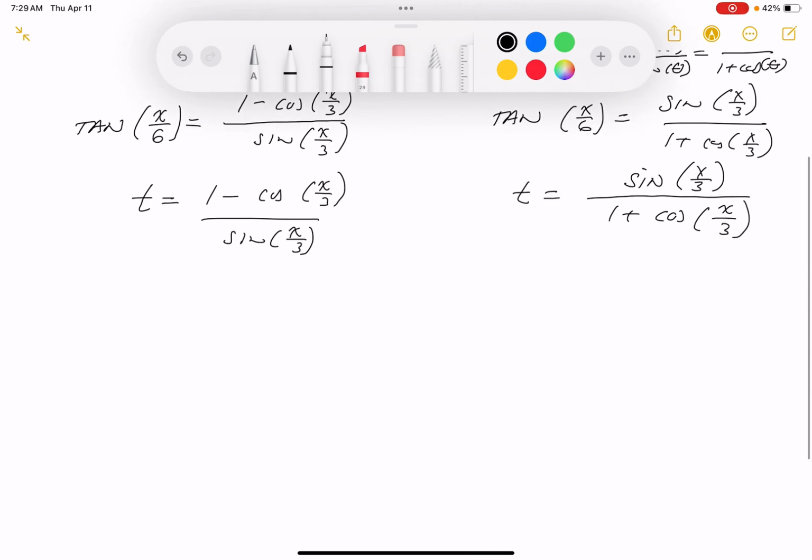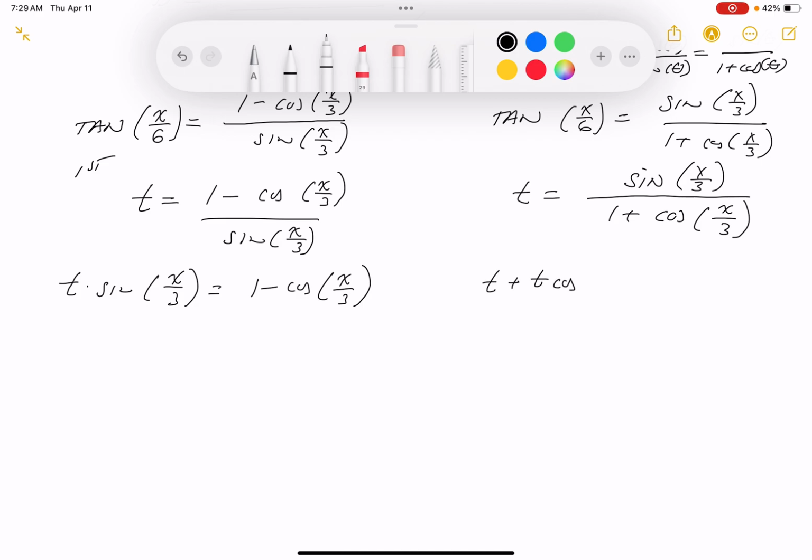All right, I've got two statements over here. I'm going to try to manipulate them, and really what I'm trying to do is get rid of the cosines and sines and get them in terms of t's. So the first thing I'm going to do is take this first equation and multiply: t times sine of x over 3 equals 1 minus cosine x over 3. That's not so bad. Let me do the other one too at the same time. You're going to get t plus t cosine x over 3 equals sine of x over 3.